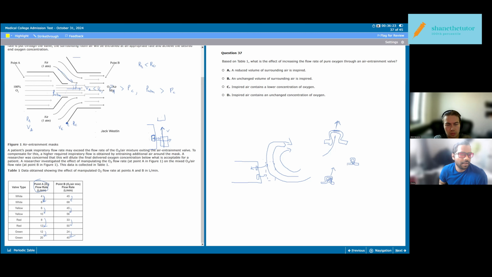Maybe. Okay. Yeah. I mean, we're taking in air, so I don't know what that air is, whether it's oxygen, nitrogen, or whatever, but it would lead to a lower concentration of oxygen at point A. Okay.